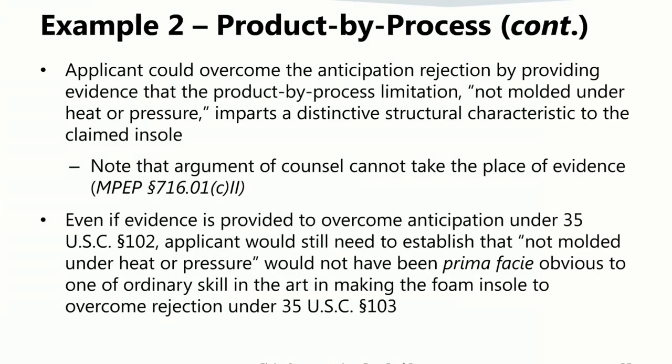The applicant has every right to disagree but must provide factual evidence as to why the claimed product and prior art product are different. However, even if the applicant's evidence overcomes the rejection under 35 U.S.C. Section 102, you would still have to determine whether the evidence overcomes the rejection under 35 U.S.C. Section 103. The 103 rejection could still stand.